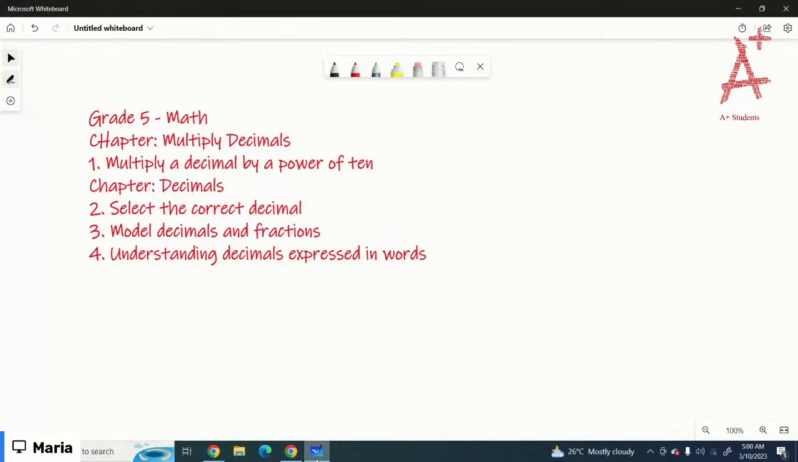So we're going to start with grade 5 maths. You can find all the lessons on aplusstudents.com. You have to log in there using your email address, and the password is provided by the administrator. Then you have to select math from the subject tab.